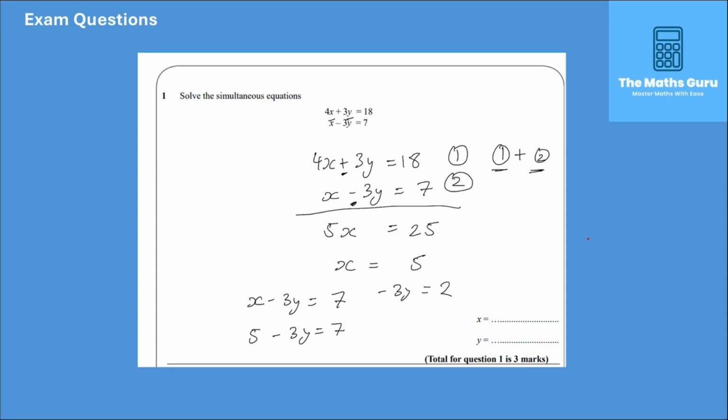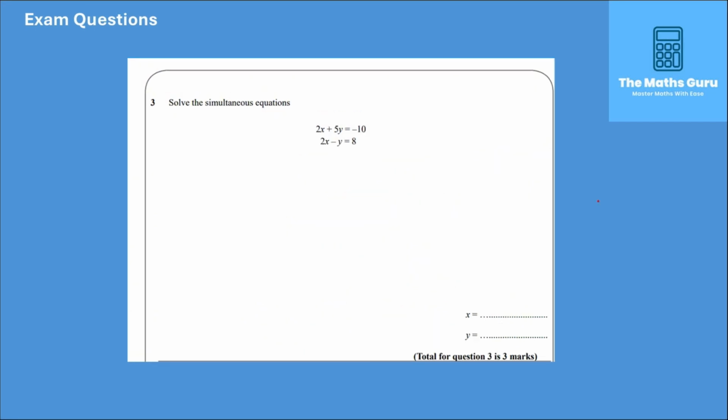We notice that our y is being multiplied by minus 3. To reverse this, to get y by itself, we divide by minus 3. So y is equal to minus 2 over 3, and this is our answer. Okay, moving on to the next question.